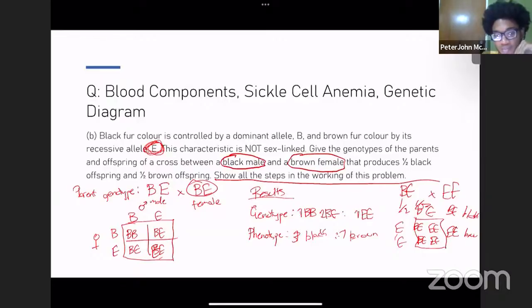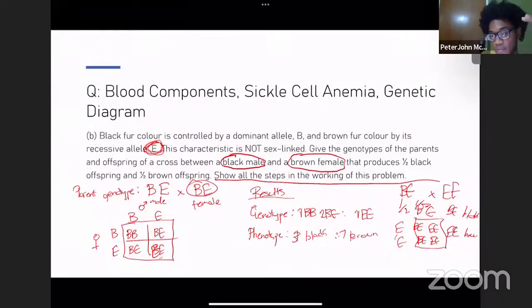Anything else? But I mean, the working is good. And you guys would have gotten to the end, gone back over the question, and realized, oh, that's not what they asked for, so I have to change something. So you'd have ended up changing your genotypes anyway. So you would have eventually gotten the right answer.